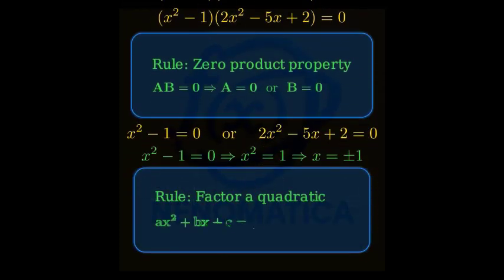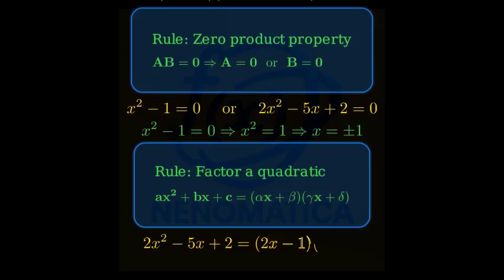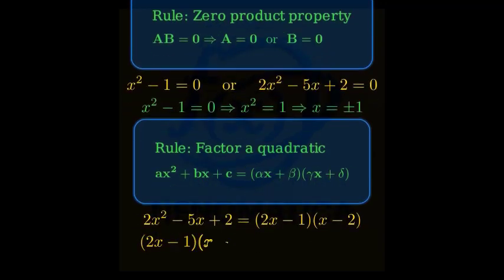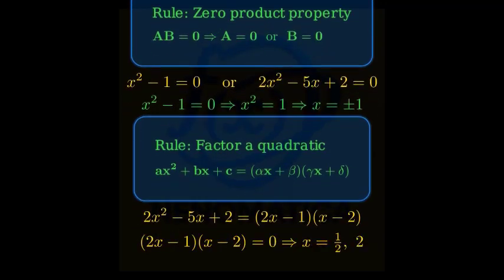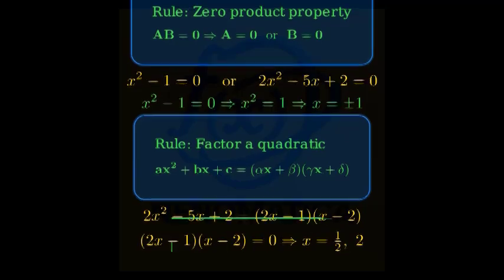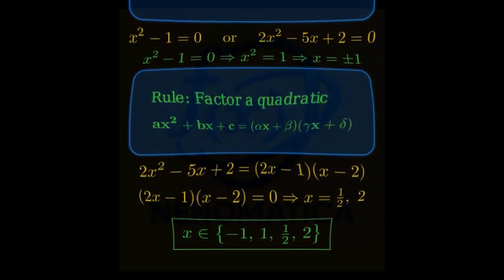Solve the second factor. We factor the quadratic. 2x^2 - 5x + 2 = (2x - 1)(x - 2) = 0. Therefore x = 1/2, or x = 2. Collecting all roots, x = -1, x = 1, x = 1/2, and x = 2. These are all the real solutions of the given quartic.